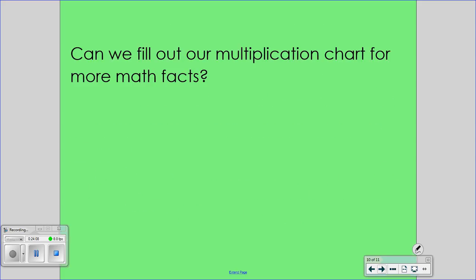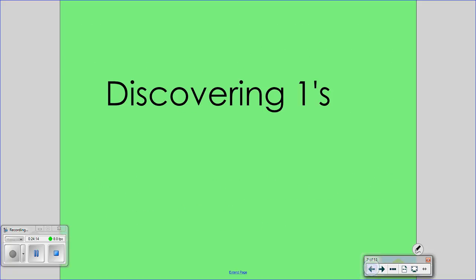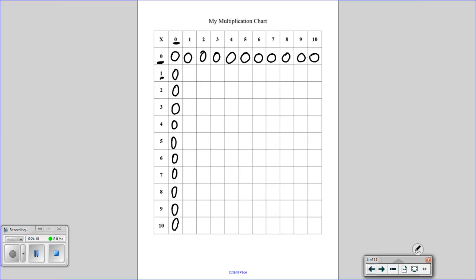Can we fill in our multiplication chart with more facts? Yep. Turn back to it. All right, what can I fill out now? Hey, we have some stuff filled out. Courtney? On the 1s, we could do 1 times 1 is 1. Yeah, so if I do 1 times 1, anything times 1 is itself, so 1 times 1 is going to be 1. Let's go across. 2 times 1 is going to be 2. 3 times 1 is going to be 3. 4 times 1, 4. Keep going across.